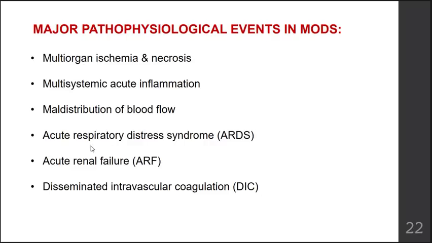Acute respiratory distress syndrome. We talked about this during our respiratory topic, but it is a common event in MODS, as is acute renal failure, which we've discussed in our urinary unit, and disseminated intravascular coagulation, which we talked about in the hematologic unit, but we also mentioned that on a previous slide. And this can happen very, very quickly and simultaneously.